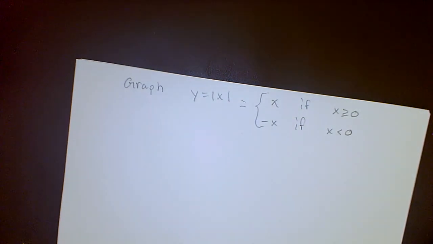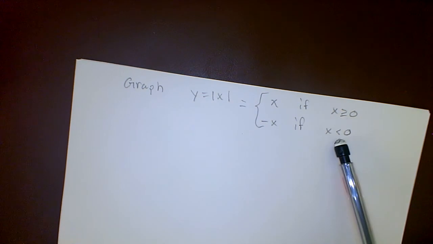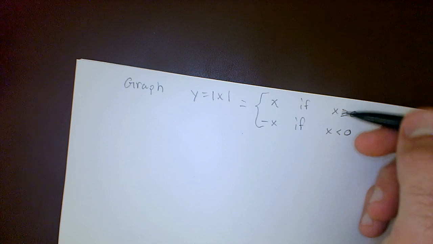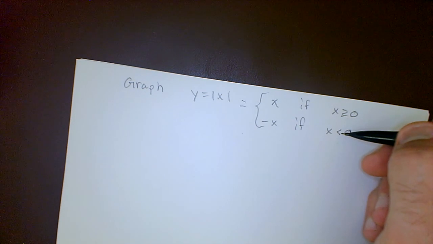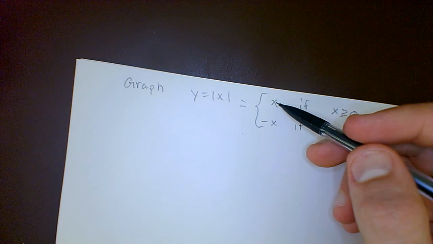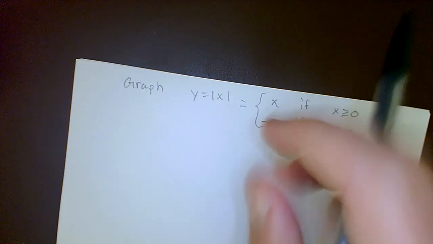Because if I plug in 0, you could have made this one greater than or equal to, or just greater than, or less than or equal. If you make this a strict inequality, then this one has to be a non-strict inequality. But you have to include 0 in one of these definitions. But 0 and negative 0 are both just 0. There is no such thing as negative 0.